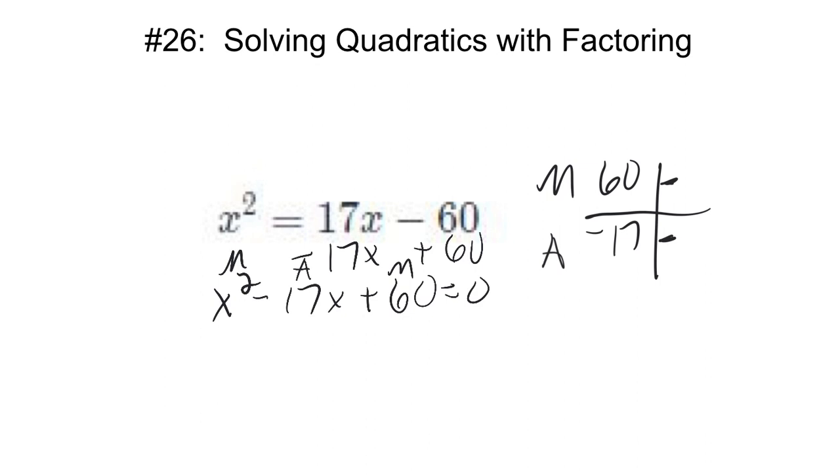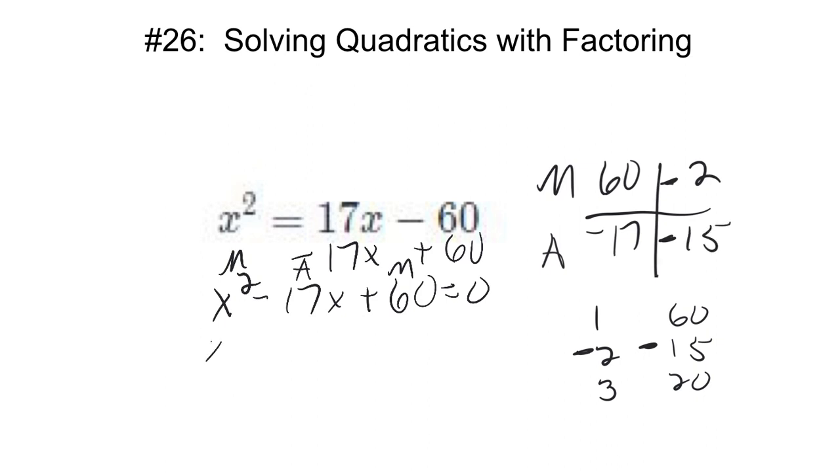So we have 1 and 60. We have 2 and 15. We have 3 and 20. But I can stop right now. I could keep going if I wanted to, but I see that if I add negative 2 and negative 15 together, I get negative 17. So I'm going to use negative 2 and negative 15.